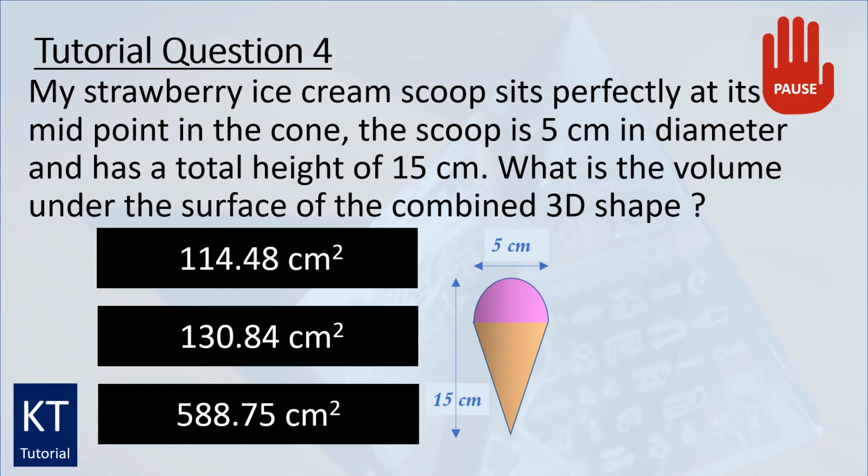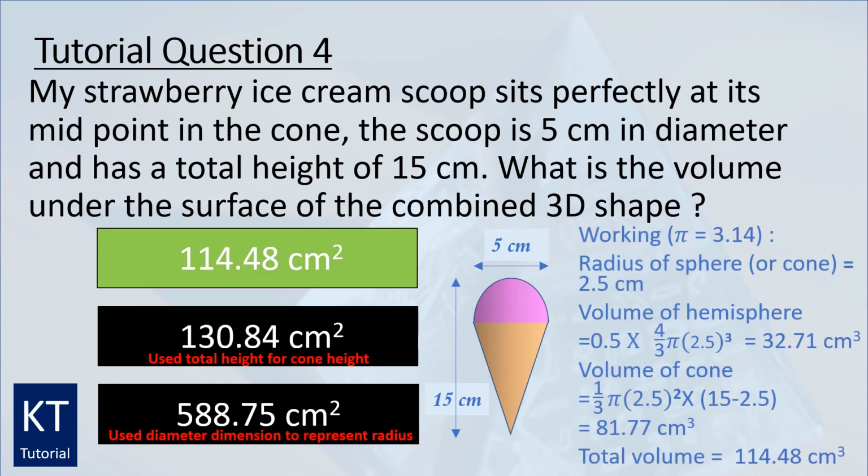Tutorial question 4. Do press the pause button now if you need more time. My strawberry ice cream scoop sits perfectly at its midpoint in the cone. The scoop is 5 cm in diameter and has a total height of 15 cm. What is the volume under the surface of the combined 3D shape? The answer is 114.48 cm squared. This is how you get it.